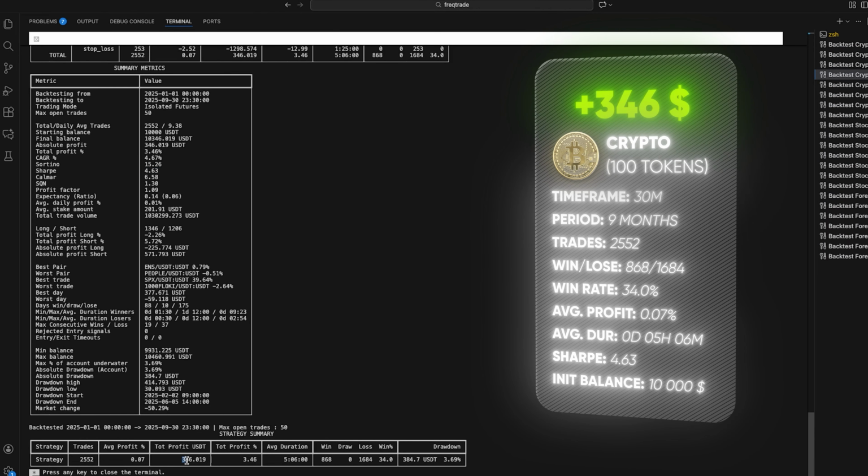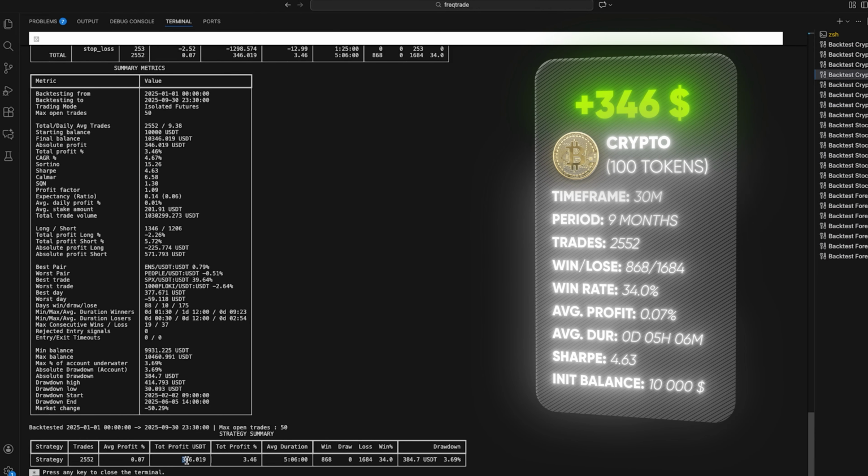And finally, let's check 1 minute time frame. Yeah, everything is negative again, and this time our sharp is -8,000 and we lost $6,000 again. Next, let's move to stocks market. Once again, starting with 1 day time frame.